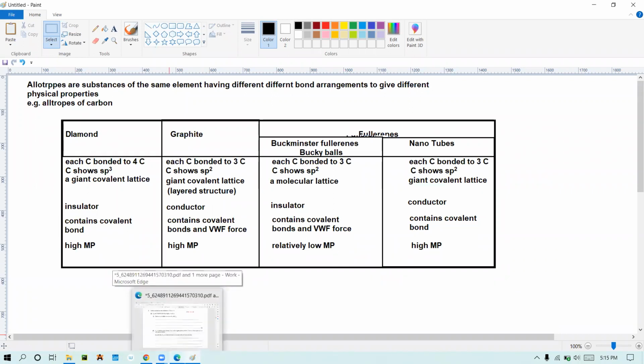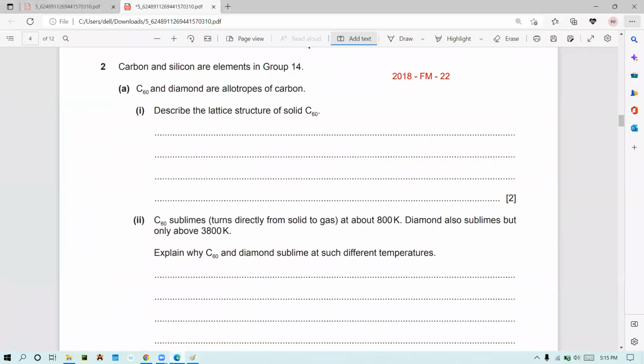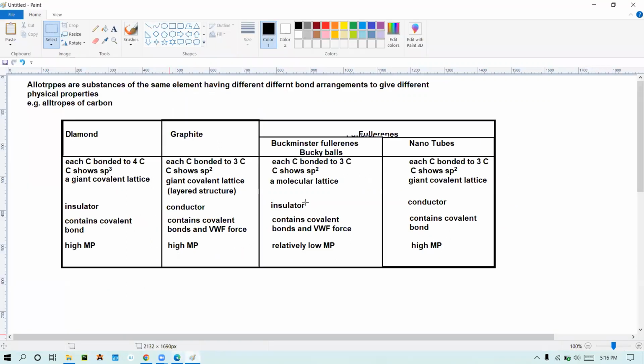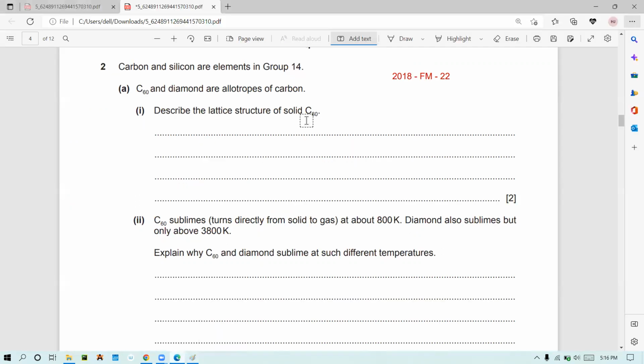Now with this knowledge, we can go to the question. Carbon and silicon are elements in group 14. Carbon 60 and diamond are allotropes of carbon. Describe the lattice structure of solid C60. C60 comes under Buckminster fullerenes, and it's a molecular lattice. So we have discussed the molecular lattice of C60.